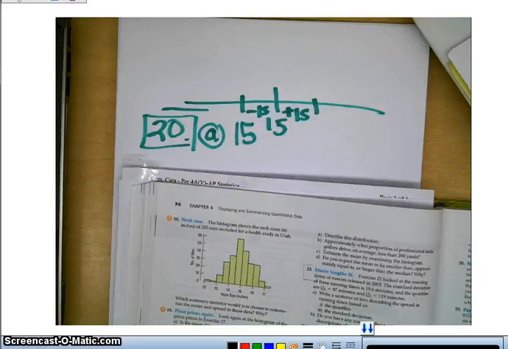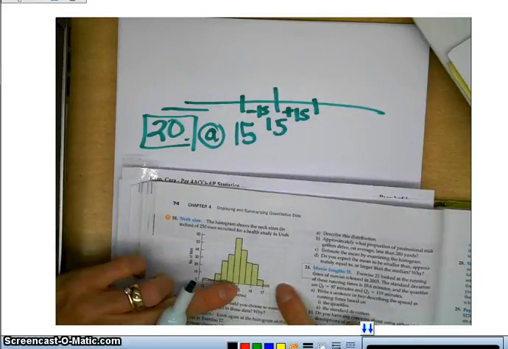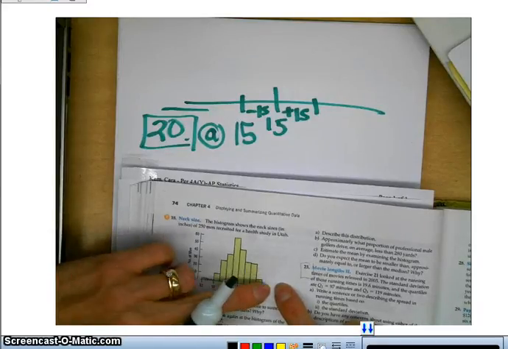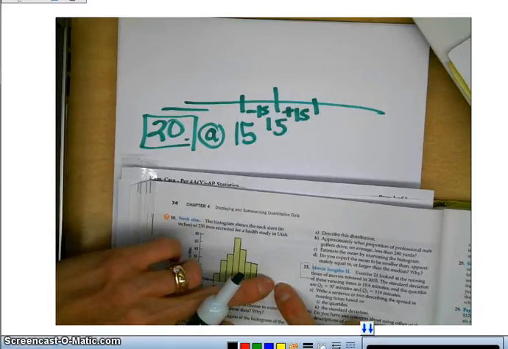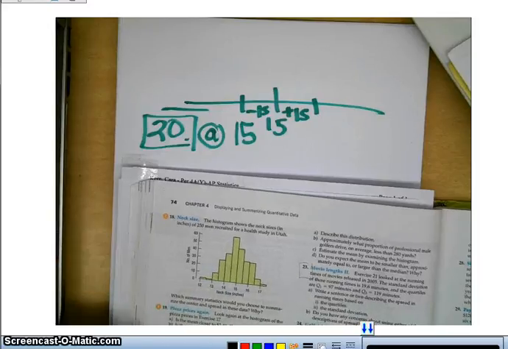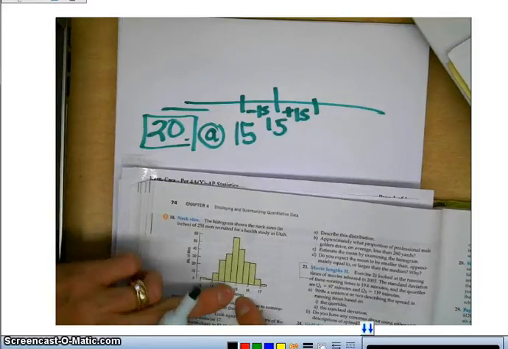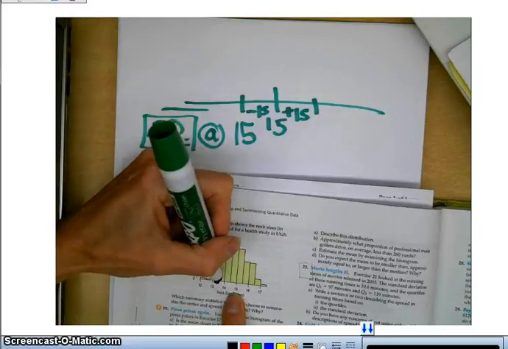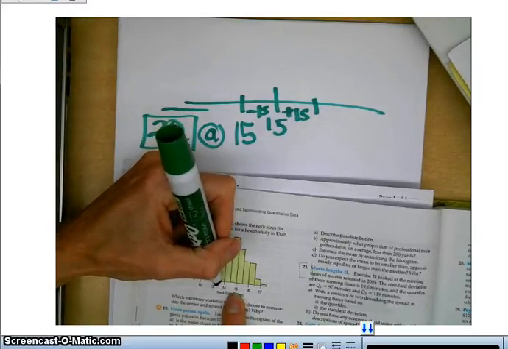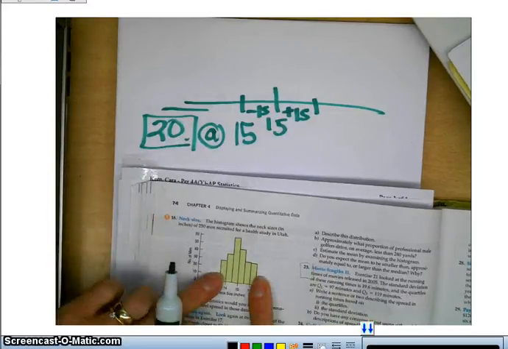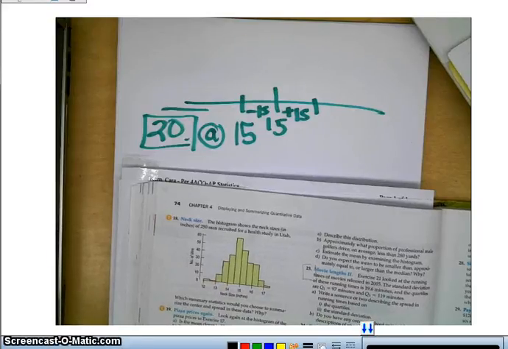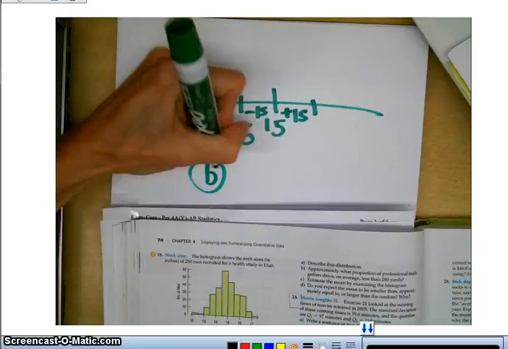So how about 3? I still have 100% of the data within 3 units of 15. So what if the standard deviation was 1? One standard deviation below 15 puts you at 14, and one standard deviation above the mean of 15 puts you at 16. Would you say that 75% of the data is within there? So what would be a reasonable standard deviation? 1. So part B would be 1.